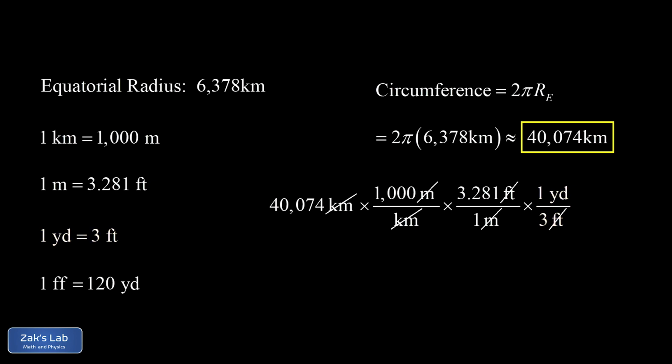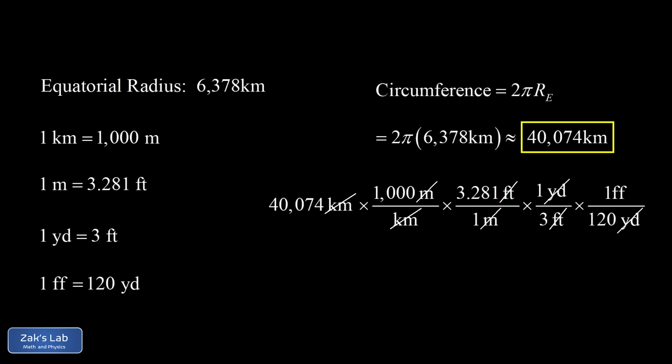And finally, we have a chance to make sense out of this thing by doing the final conversion to football fields. And remember, those are called FFs, and there's 1 FF for every 120 yards, again, if we include the end zones in the football field. So we tack on our conversion factor, and we cancel the yards, and now we're ready to calculate our final circumference of the Earth at the equator in football fields.